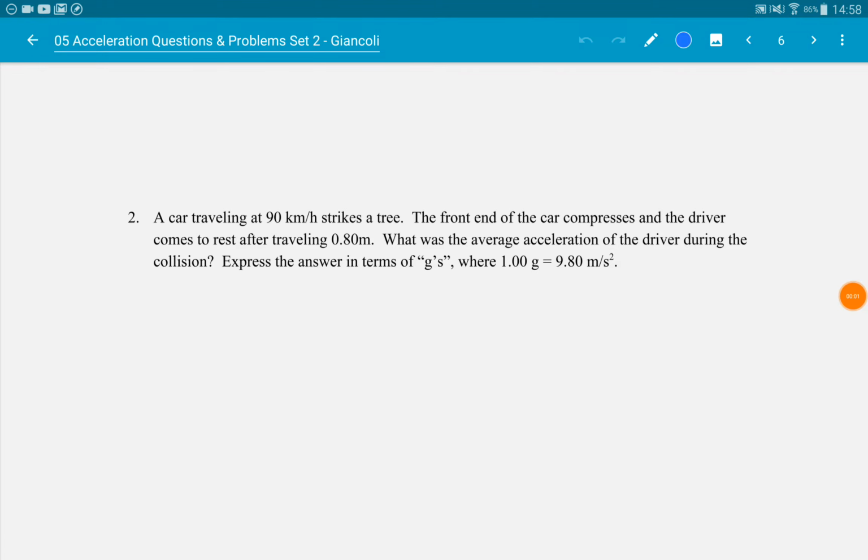Welcome back. We're in Giancoli Acceleration, which is Chapter 2, Questions and Problems, Set Number 2, Problem Number 2.